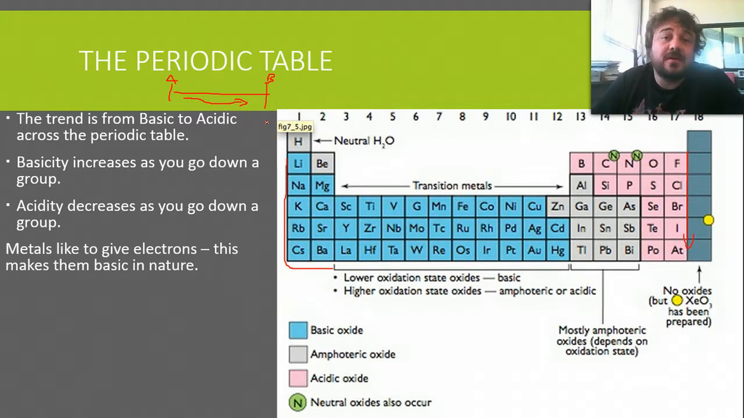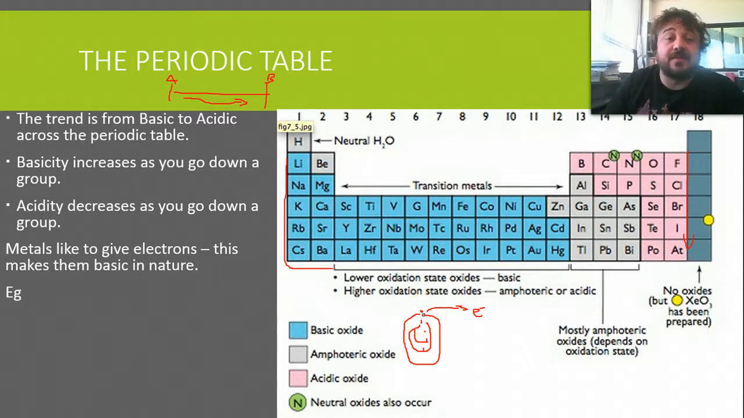Alright, so why is this the case? Well, basically, metals like to give electrons, and this is what gives them their basic nature. Now remember, if we've got lithium, he's got one lone electron in his outer shell there. For lithium, it's much easier to lose this electron. That gives it a positive ion, and it's got its stable octet, so it's happy, it's stable. It's got its stable outer shell.